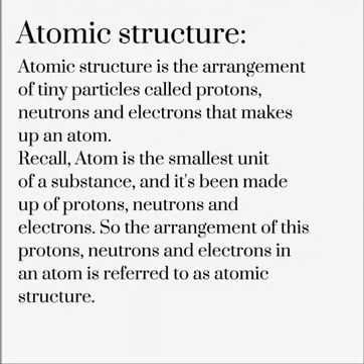Atomic structure is the arrangement of tiny particles, called protons, neutrons, and electrons, that make up an atom. Recall that an atom is the smallest unit of a substance, and it is made up of protons, neutrons, and electrons. So the arrangement of these protons, neutrons, and electrons in an atom is referred to as atomic structure.